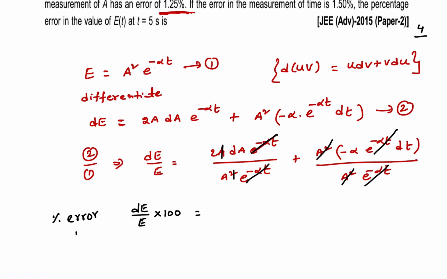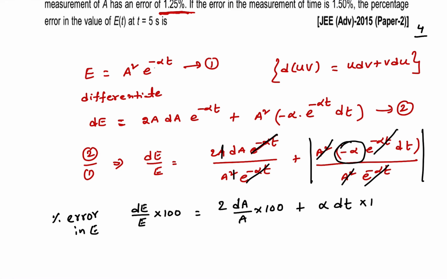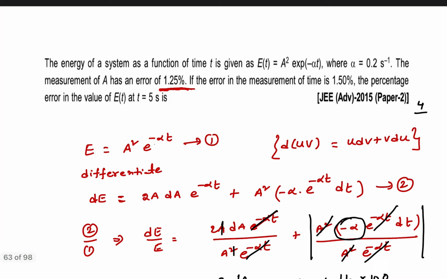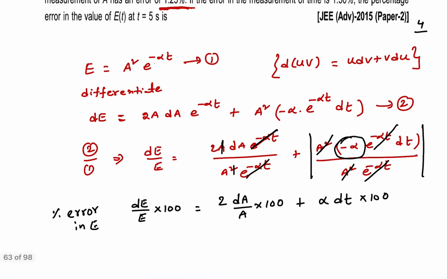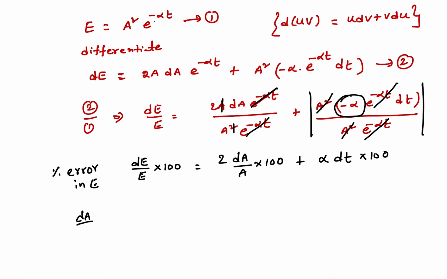If I write the percentage error in E, dE/E into 100, the value is 2 into dA/A into 100 plus the error. The negative value term is there, but I should not take any negative value, as it is an error, so I have to write α into dt into 100.